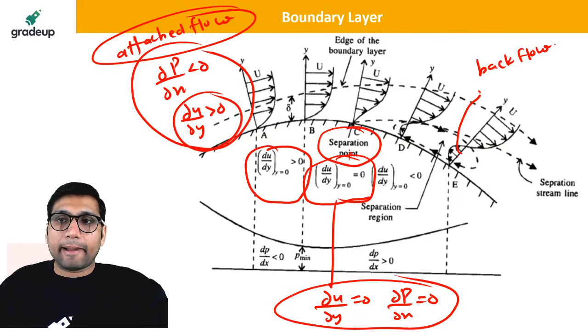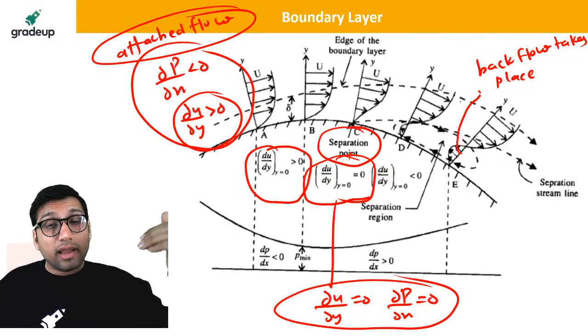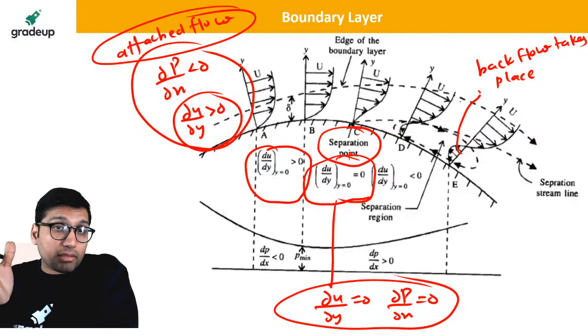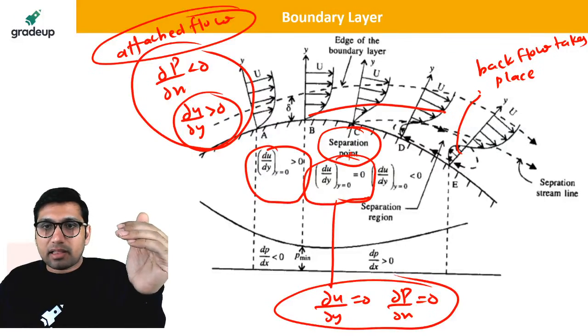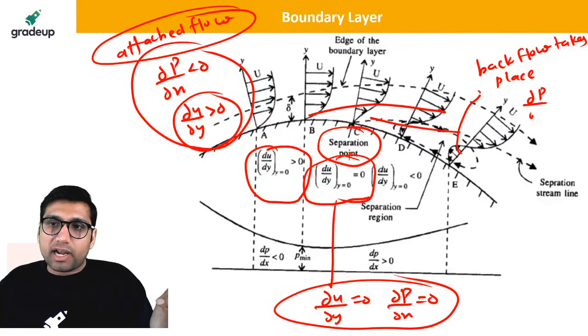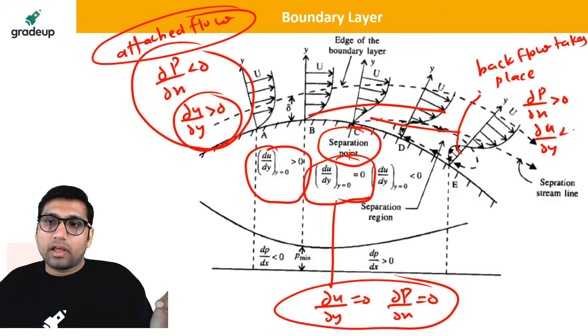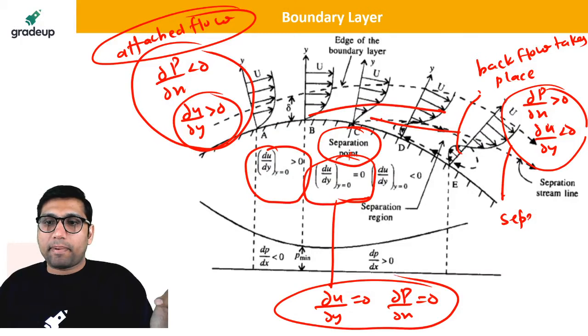When can backflow happen? Backflow takes place when suddenly the pressure in the moving direction will increase. So the flow which was taking place in this direction, suddenly the flow will reverse. This will happen due to positive pressure gradient. When the pressure gradient becomes positive and the velocity gradient becomes negative, this is the condition of separation. This is the condition of separated flow.